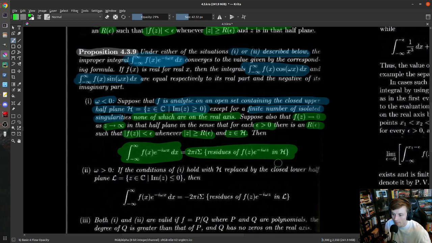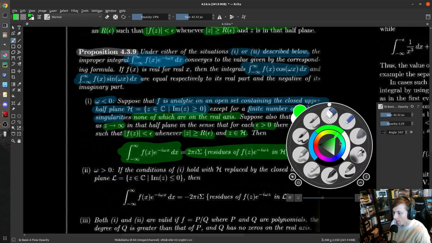Okay, notice that is just the integrand, right? So 2 pi i, sum of the residues. Okay, it seems relatively obvious, right, when you think about it, because that's kind of exactly what you expect to get from the residue theorem, right?